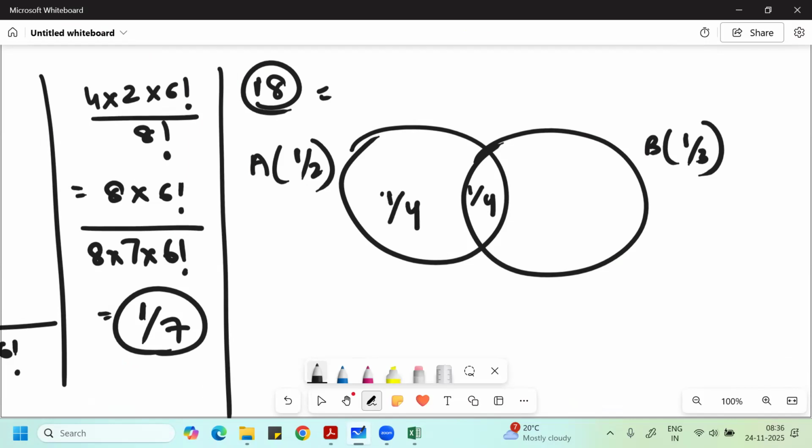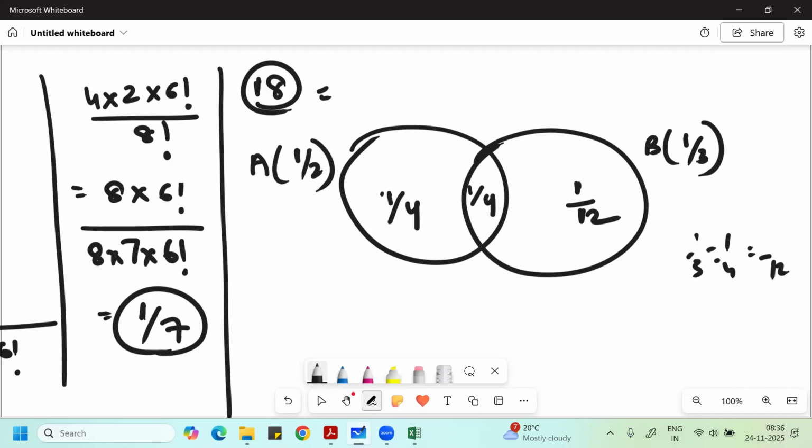And 1 by 3 minus 1 by 4 is 1 by 12, right? So this is 4 minus 3. This is 1 by 12. 1 by 3 minus 1 by 4. So it's 1 by 12.